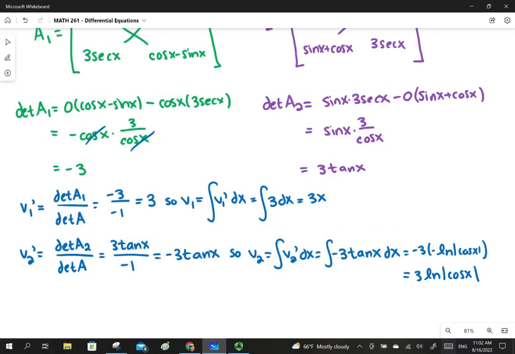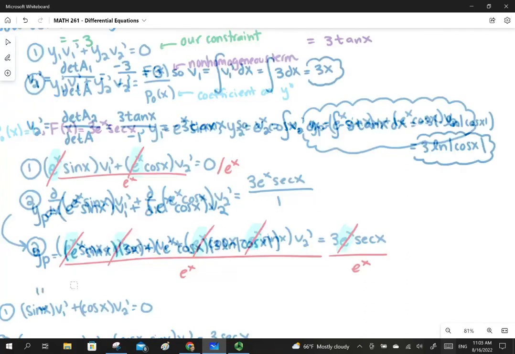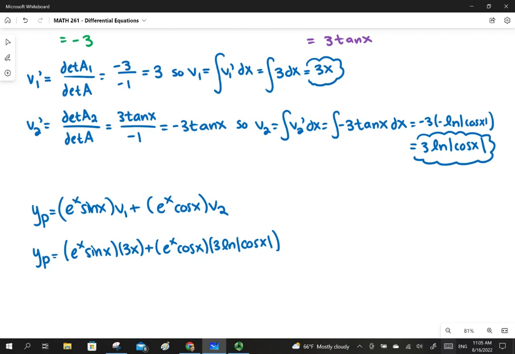This is an antiderivative that I have memorized. If you didn't know it, you could look it up, or you could write tangent as sine over cosine and do a u substitution. Now that we have v1 and v2, we go back to our original formula for y and plug them in. So we had written that yp was e to the x sine x times v1 plus e to the x cosine x times v2. So our particular solution is e to the x sine x times 3x plus e to the x cosine x times 3 natural log of cosine of x.